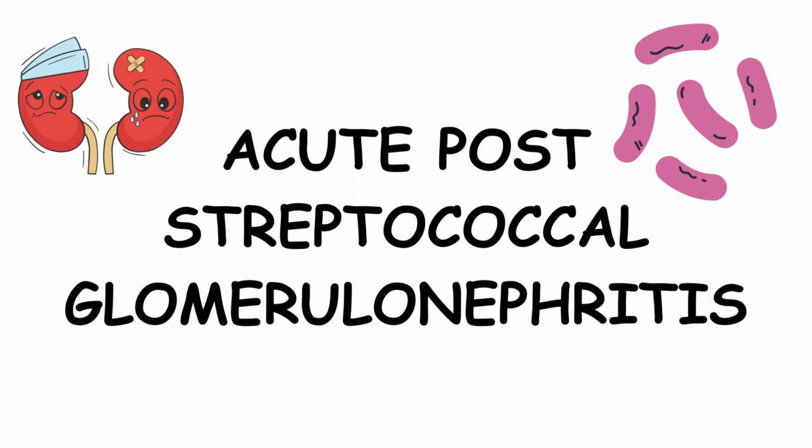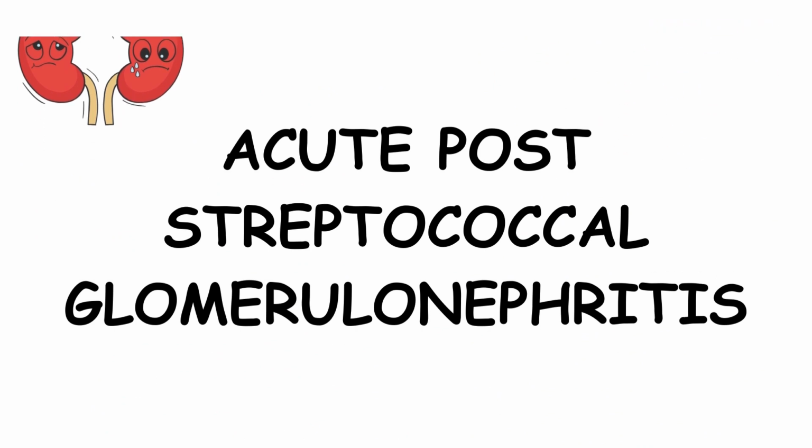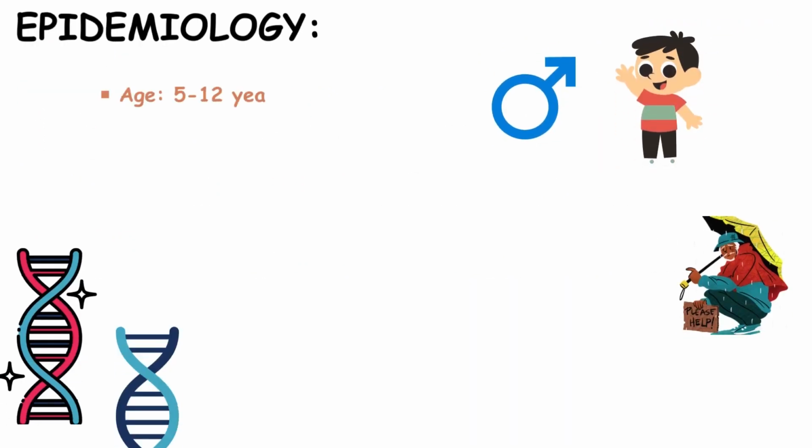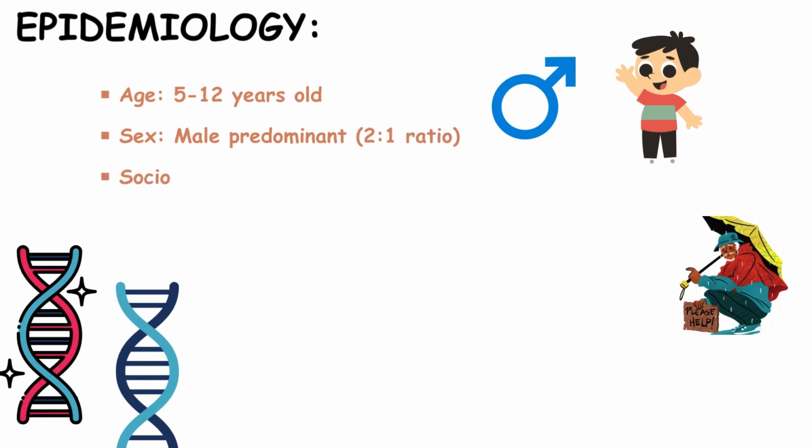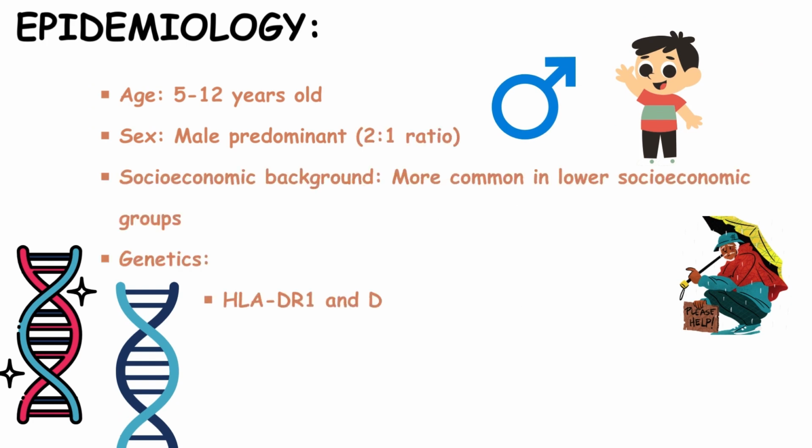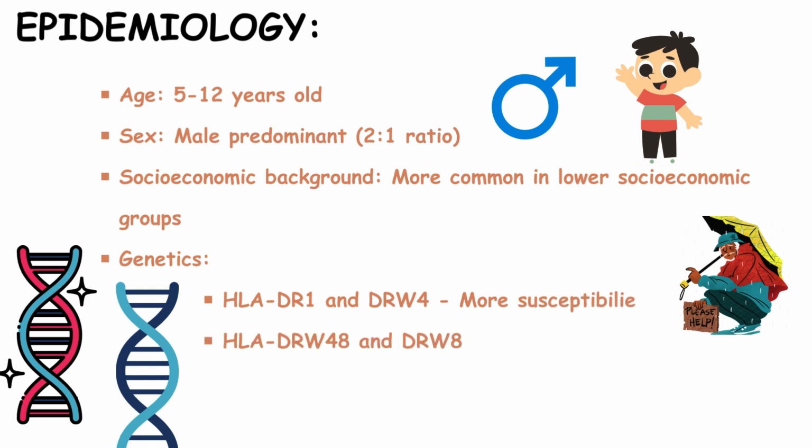Let's talk about acute post-streptococcal glomerulonephritis briefly. Nephritic syndrome is prevalent among 5 to 12 year olds. It exhibits a male predominance with a 2-to-1 ratio and a higher incidence in lower socioeconomic groups.